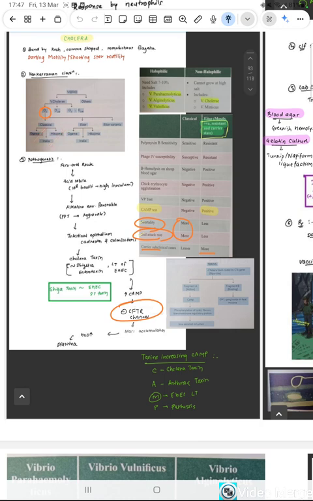The very important thing is also the difference between the classical and El Tor variants. El Tor variants are generally more resistant and are found in the carrier state. Polymyxin B sensitivity is present in the classical, and it is resistant in the El Tor variant. Phage 4 susceptibility is resistant in El Tor. Beta hemolysis is present in the El Tor variant.